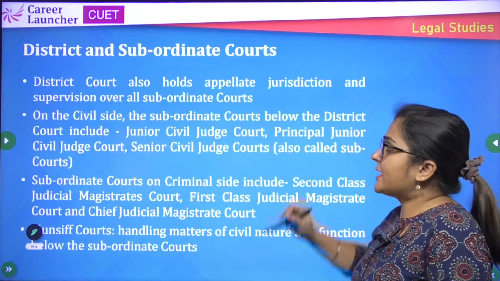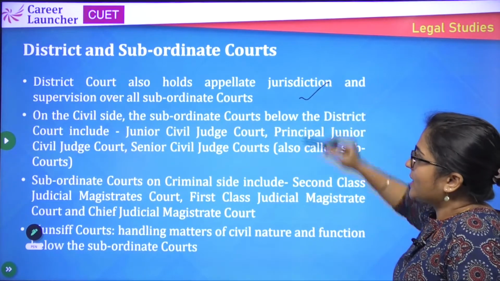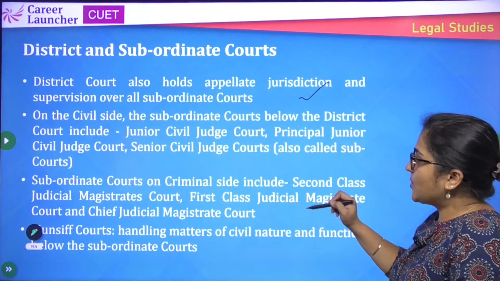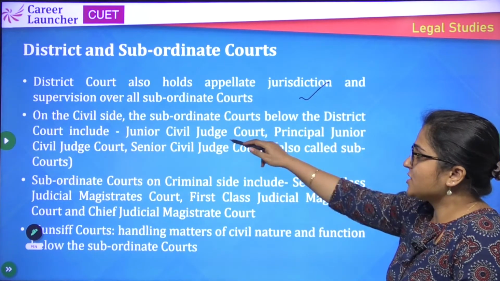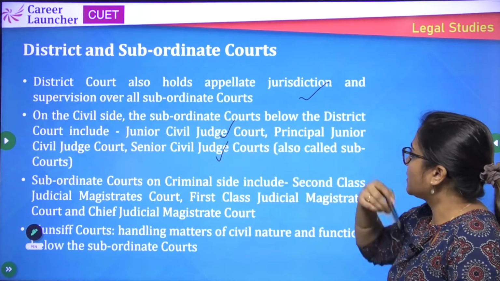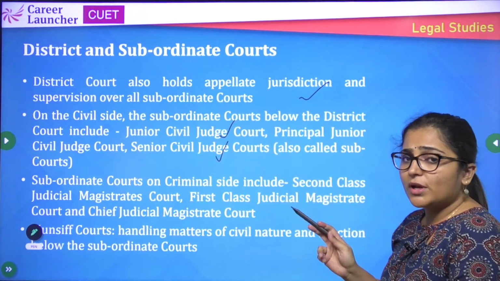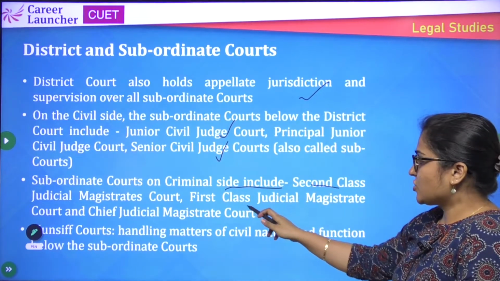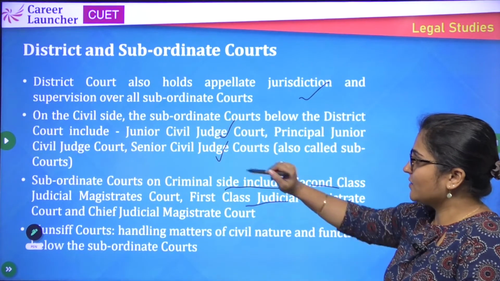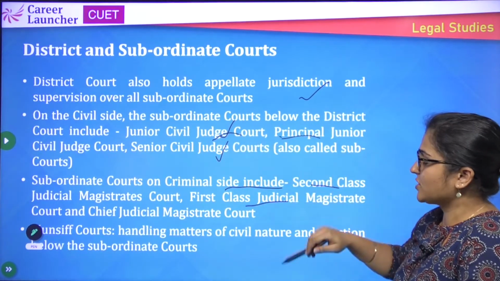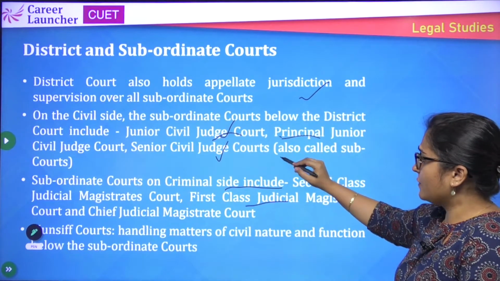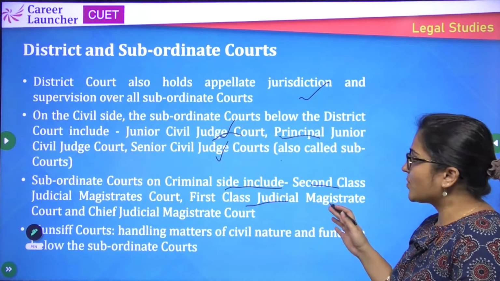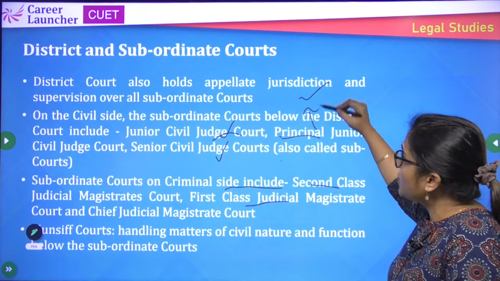Then it also states that the district court holds appellate jurisdiction and supervision over all subordinate courts. Whenever a matter is decided by a junior civil judge, senior civil judge, or a municipal court, from there you can go in appeal to the district court. Subordinate courts on the criminal side include the second class judicial magistrate and first class judicial magistrate. Similarly, on the civil side it includes the junior civil judge, principal junior civil judge and so on. If you're not satisfied with the judgment of the junior civil judge court or principal civil judge court, you can appeal to the district court.